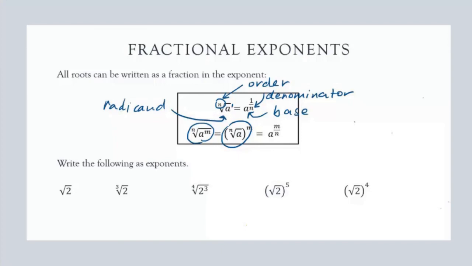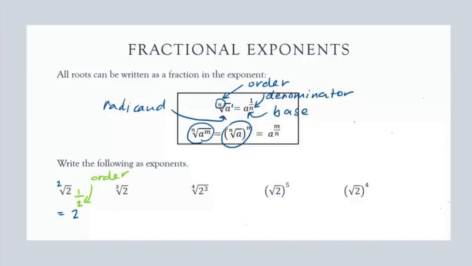So the square root of 2, I know it's a square root because there's no value there, so I know the order of the radical is actually 2. This is just making that visible. It can be rewritten as the radicand, that's the 2 under the radical sign, raised to the power of 1/2. The 2, that is the order of the radical.